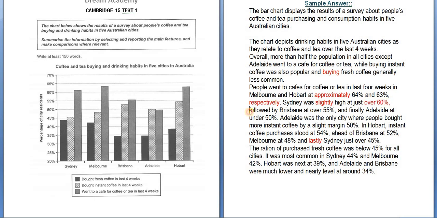Okay, followed by Brisbane. Now we should go to Brisbane. So Brisbane at over 55%, because we cannot identify the exact proportion here, the exact percentage here. So we'll have to use this kind of sentence, approximately or over, below.